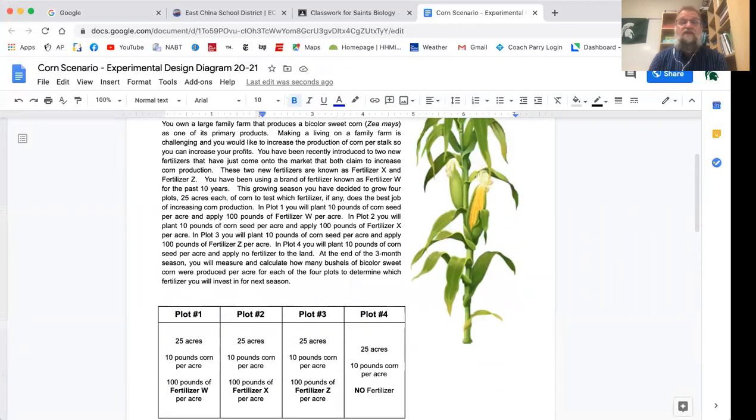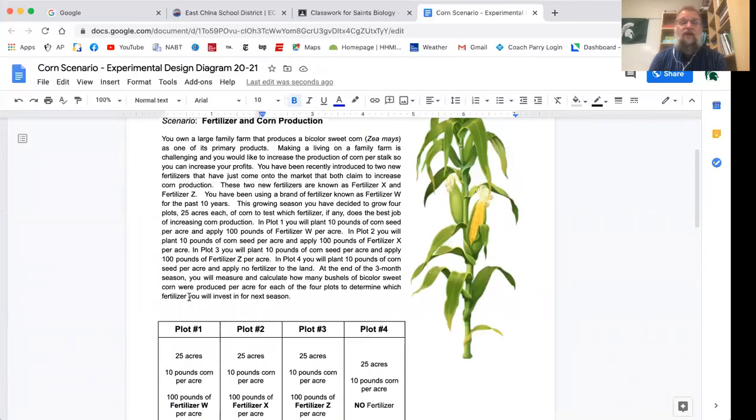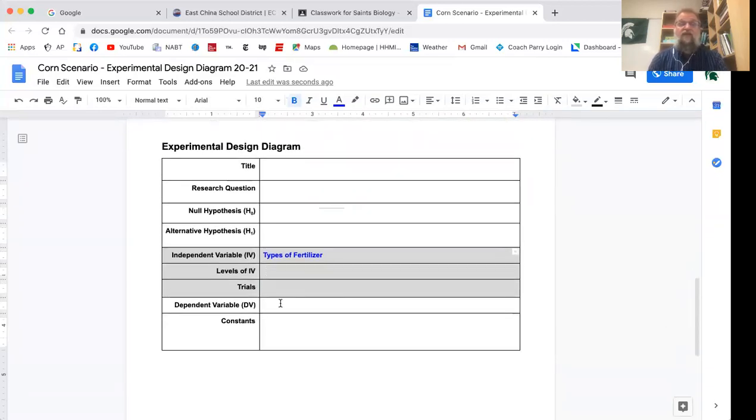And if we go back to the scenario, when we search, we can see down here that what he's going to measure and calculate is the bushels of bicolor sweet corn produced per acre. That's going to be our dependent variable. The amount of corn produced. And for the dependent variable, always put the units of measurement or the scale that you are going to be using to determine the dependent variable. So in this case, they've told us it is going to be bushels per acre.